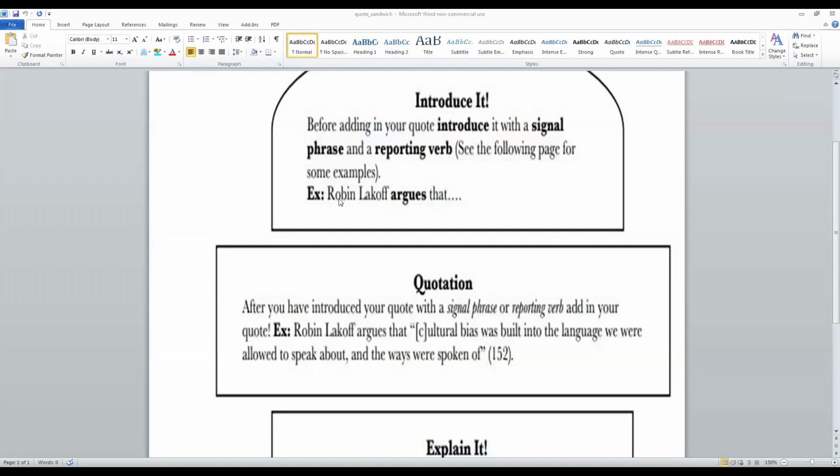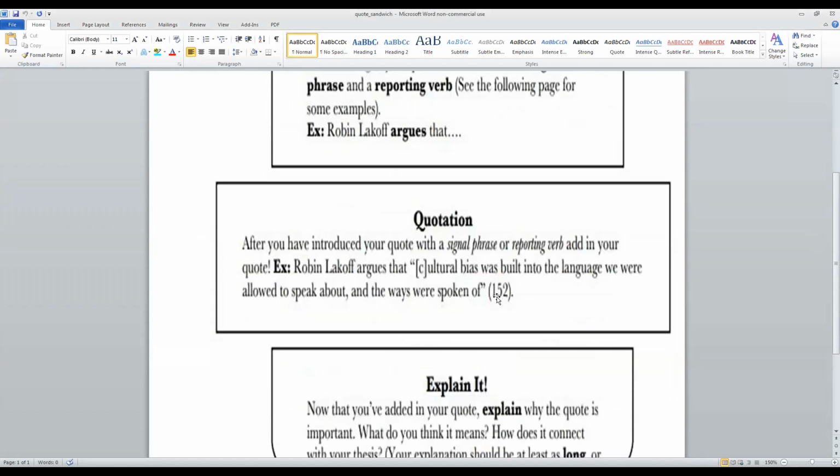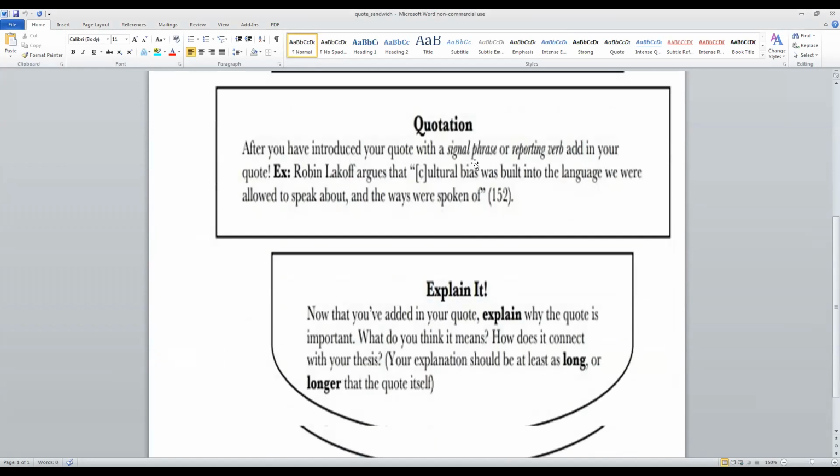So going back to our quote sandwich example, in this case, you can say, writer Robin Lakoff argues, that's your reporting verb, that, and then you drop the quotation. Because after all, the quotation is the meat of the process, the meat of what it is you want to say to your reader. Robin Lakoff argues that, quote, cultural bias is built into the language we're allowed to speak about and the ways that we are spoken of, unquote, 152.